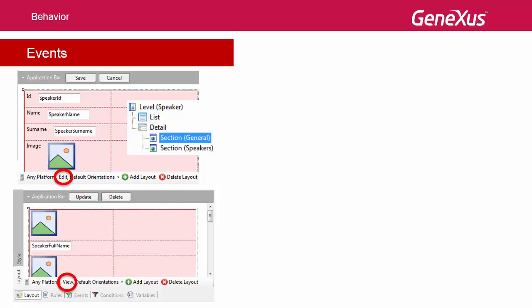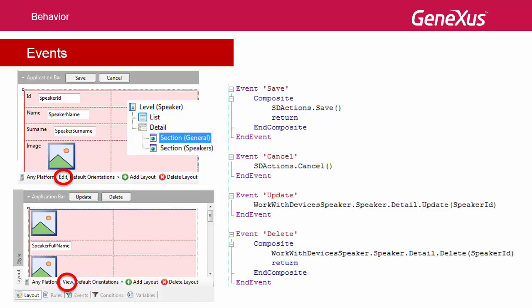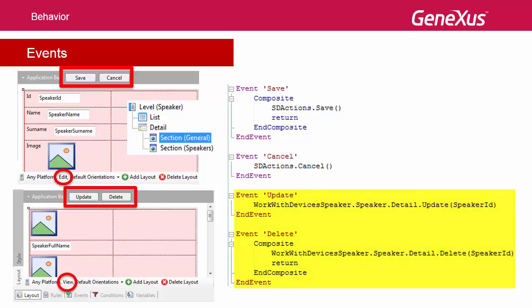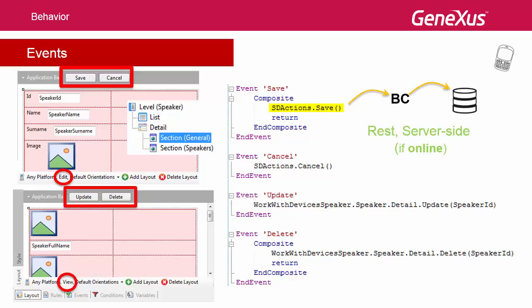Here we see the layouts created by the pattern for the general section and the default events. There are 4 of them. 2 of them apply to the edit mode, and the other 2 to the view mode. They will also be client events. Note that the composite command appears, and we will study it later. Also, in the save event, we can see the external object SDActions. It's located in the APIs folder, about which we will talk later. What it does is encapsulate the call to the REST business component located in the server, in order to save the speaker's details in the database.